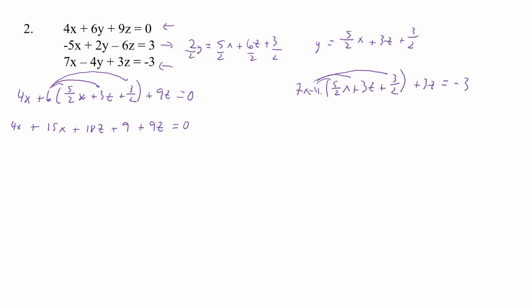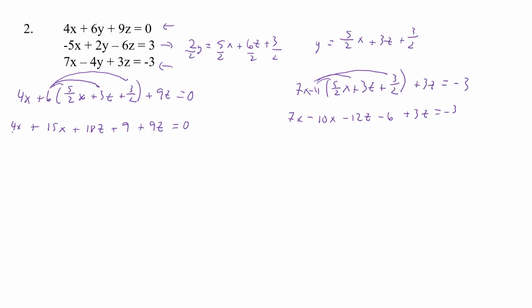Okay, now here, what we have is we have a 7x, and then we have, looks like minus, and then 2 will go in here twice, so we have 2 times 5 is 10, so minus 10x. And here we have minus 12z. And here the 2's will cancel, and we have a minus 2 times 3, so it's going to be a minus 6. And we have plus 3z equals minus 3.